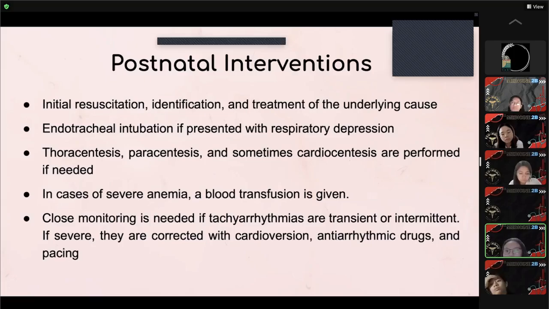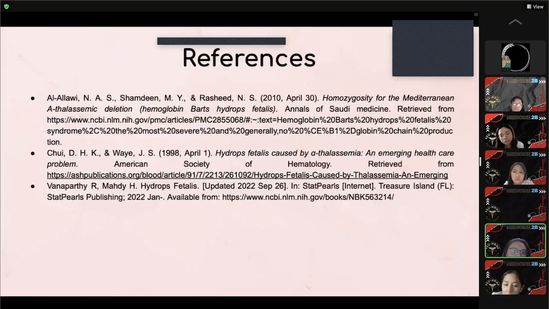Paracentesis, and sometimes pericardiocentesis, are performed if the neonate presents with pleural effusion, ascites, and pericardial effusion. In cases of severe anemia, a blood transfusion is given. Furthermore, close monitoring is needed if tachyarrhythmias are transient or intermittent. If severe, they are corrected with cardioversion, antiarrhythmic drugs, and pacing. That's all po for our report.